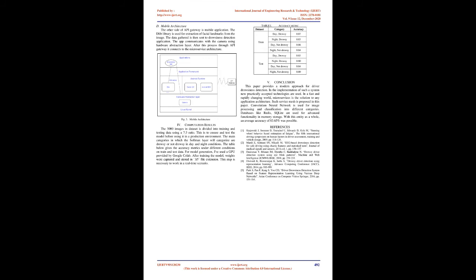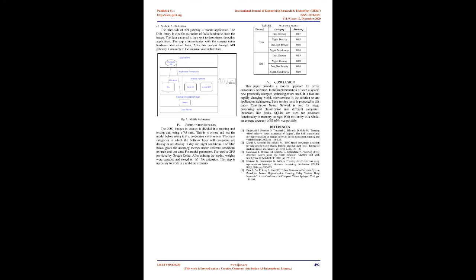For computation results, the 5000 images in the dataset are divided into training and testing data using a 7:3 ratio. This is to ensure and test the model before using it in a production environment. The main categories in which the softmax layer will categorize are drowsy or not drowsy in day and night conditions. The table below gives the accuracy metrics under different conditions on train and test data. For model generation, I've used a GPU provided by Google Colab. After training the model, weights were captured and stored in a .h5 file. This step is necessary to work in a real-time scenario.